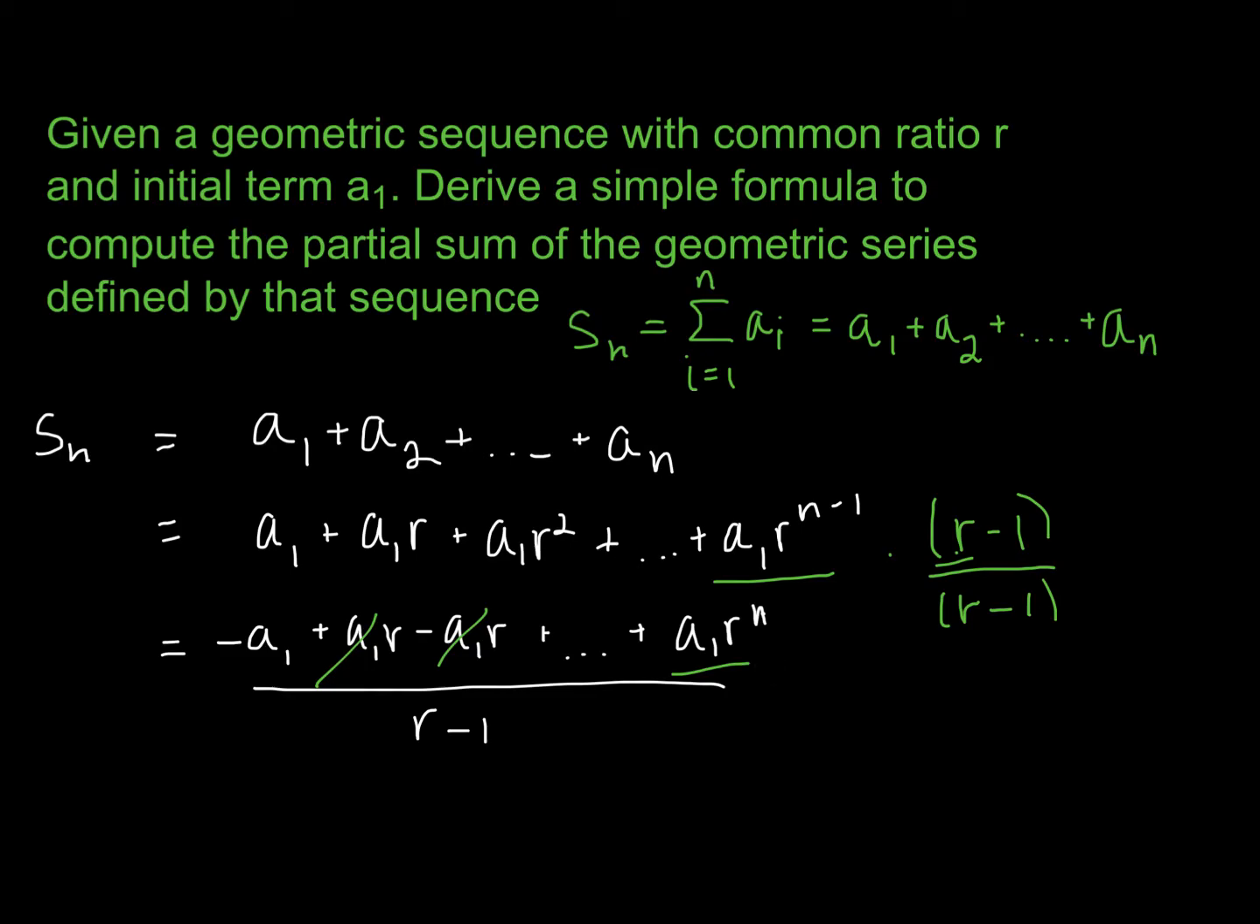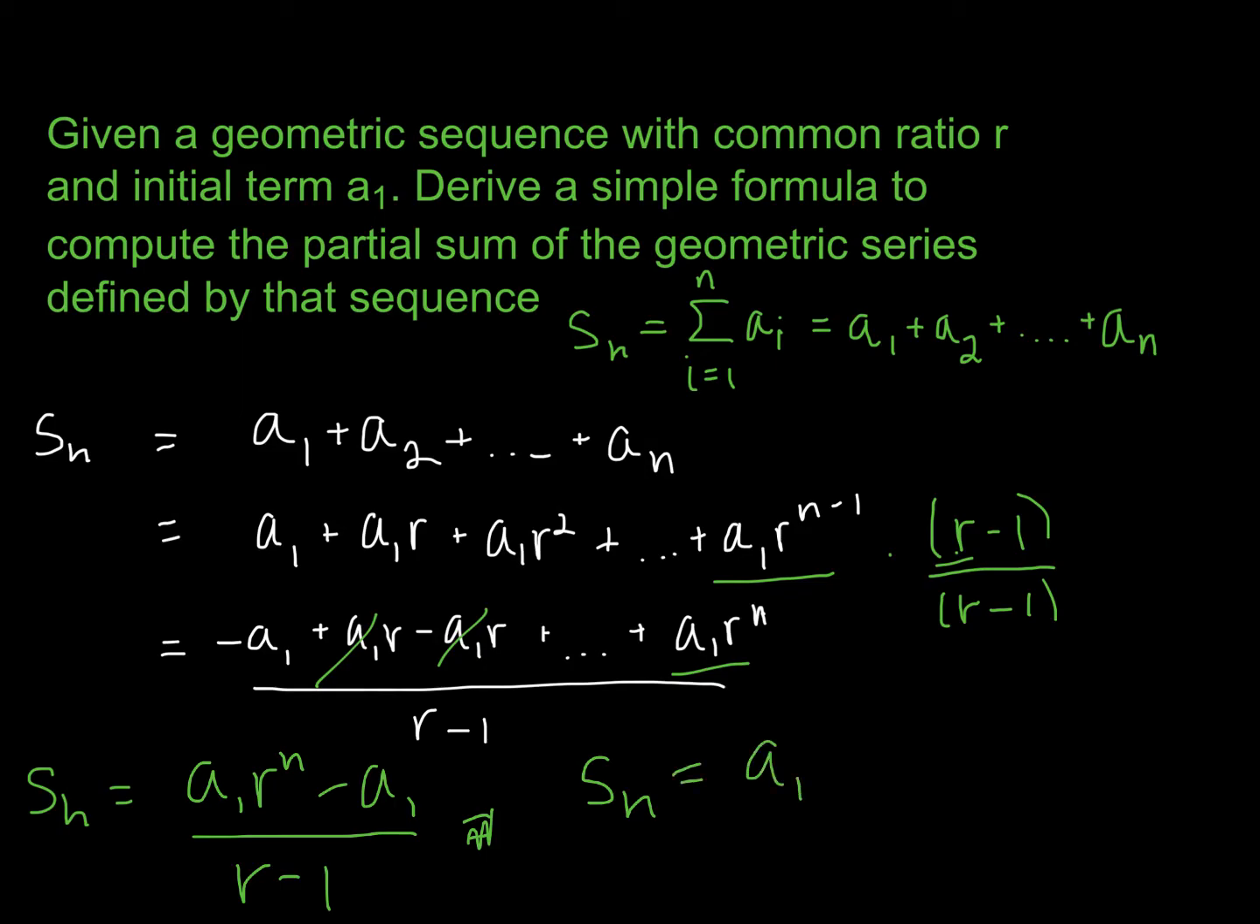So what I am left with is just going to be a sub 1 r to the n minus a sub 1 all over r minus 1. So S sub n is equal to a sub 1 r to the n minus a sub 1 all over r minus 1. And I can factor out an a sub 1 in the numerator, and so the final formula that I arrive at is that the partial sum of a geometric series S sub n is equal to a sub 1 times r to the n minus 1 divided by r minus 1.